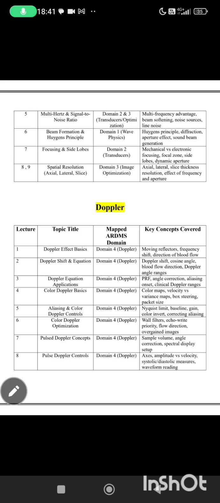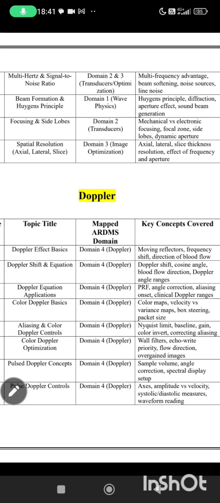Then Doppler. Each and everything in the Doppler section is super important for the SPI. Why? Because it is 33% of the exam. So every concept should be on your fingertips. We will start from the Doppler effect basics. What is the Doppler effect itself? It is a change in the reflected frequency.